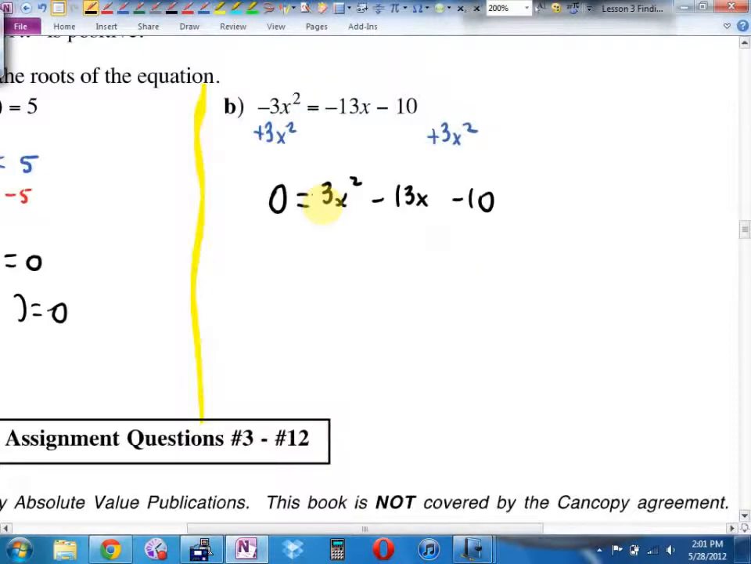How am I going to factor this? I'm not looking for two numbers that multiply to -10 and add to -13. I'm looking for two numbers that multiply to what and add to -13? I'm going to drop my 0 and my equals down. Remember we said for these ones we drop the 3x squared and we drop the -10 down. But we're going to decompose, we're going to break this up into its constituent parts.